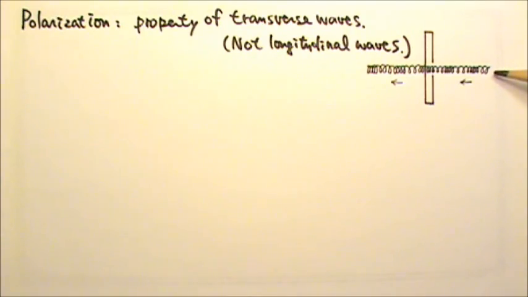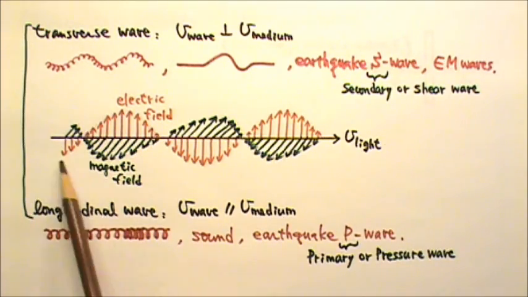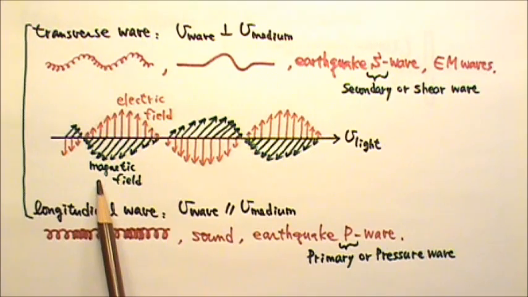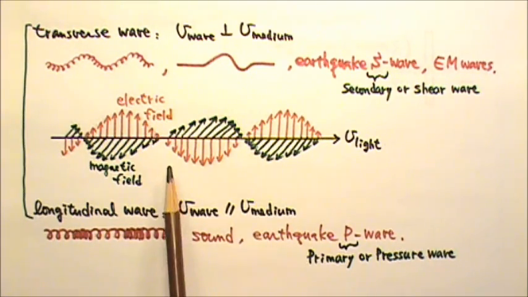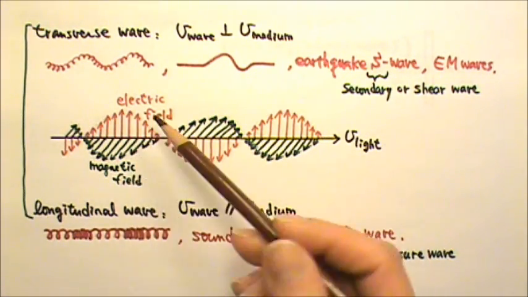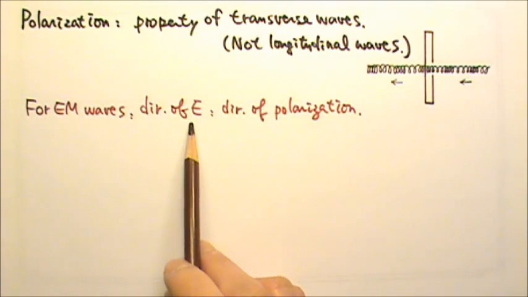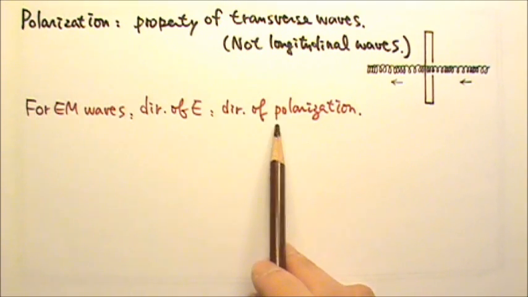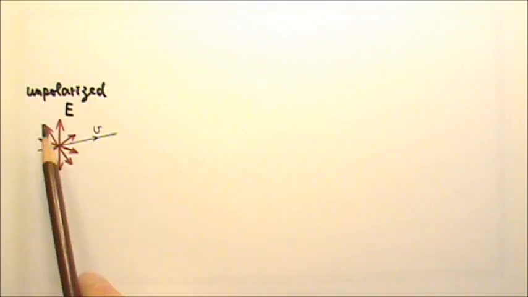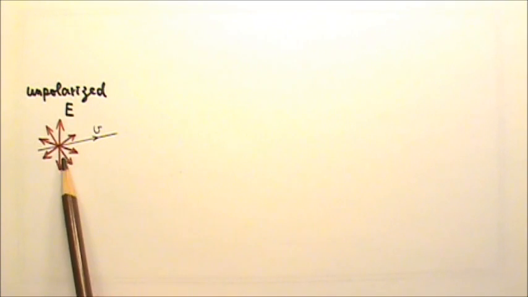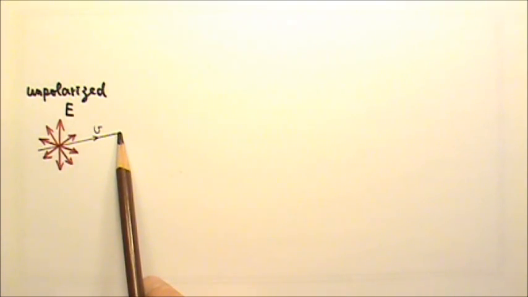There's no polarization for longitudinal waves because a longitudinal wave would go through the slot no matter which way the slot is oriented. EM waves are transverse waves, so we can talk about polarization for EM waves. An EM wave has oscillating electric field and magnetic field, and we use the direction in which the electric field oscillates as the direction of the polarization. A beam of unpolarized light would have electric field oscillating in all directions perpendicular to the beam's velocity.